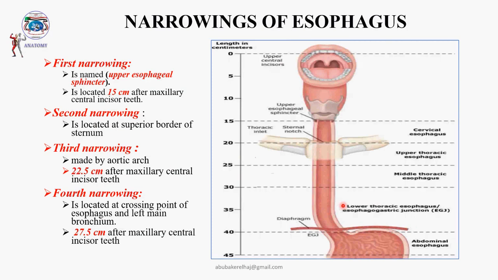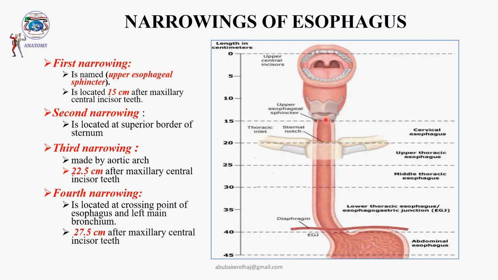During these courses from the cervical region downwards until the abdominal area, there is specific narrowing along the course of the esophagus. Commonly, the major narrowings, we have about 3, or you can say 4. First of all, we have the upper esophageal sphincter.